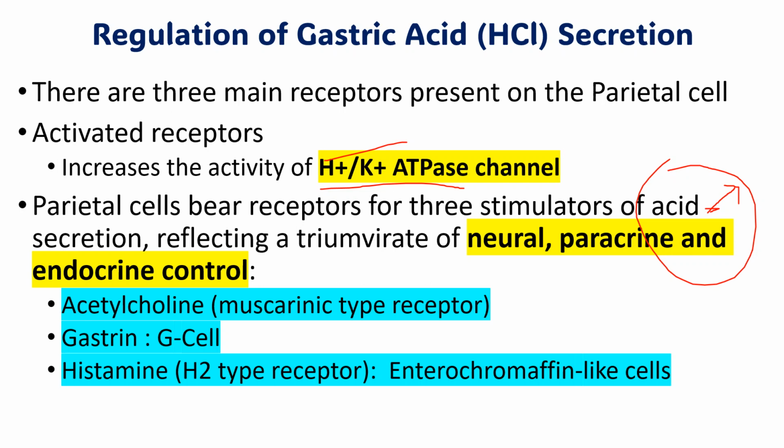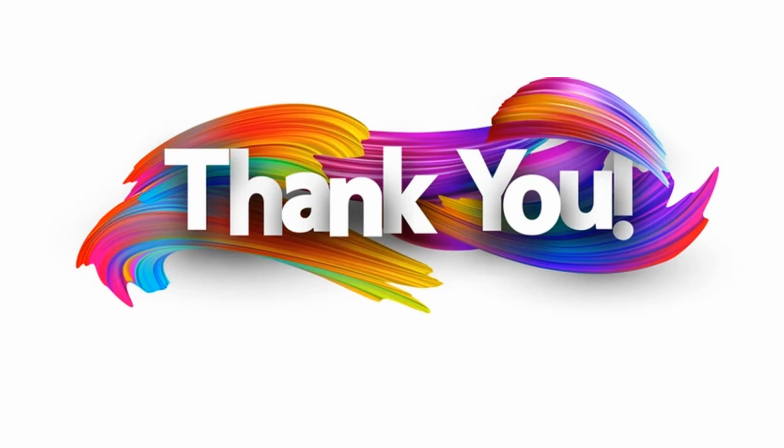These three normally activate and increase production, and some inhibit production, regulating in the negative manner: somatostatin, prostaglandin E2, secretin, gastric inhibitory peptide and glucagon. So this is all about it.